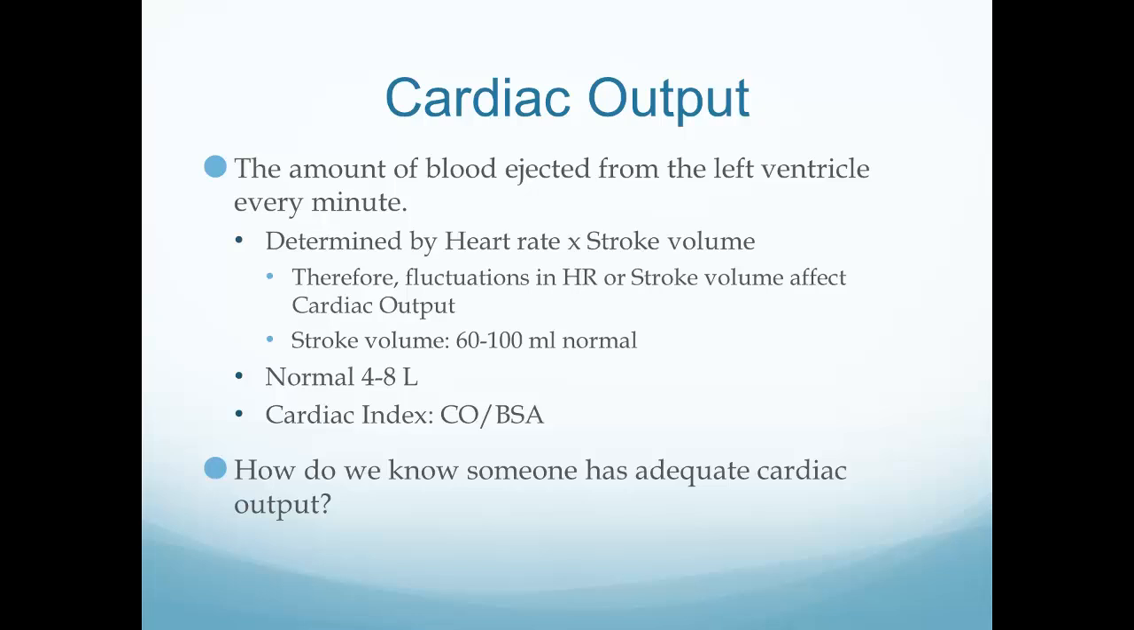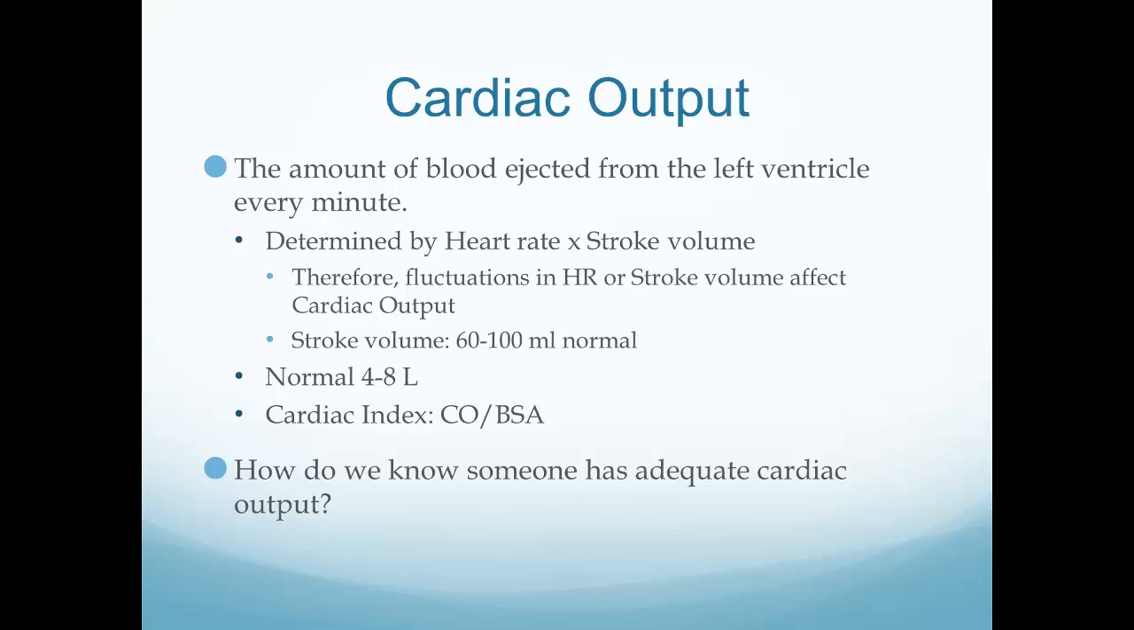Normal is about 4 to 8 liters. And again, we're talking about per minute. So 4 to 8 liters a minute. Our cardiac index is another value we may look at, and that takes the cardiac output, so our 4 to 8 liters a minute, and we divide that by the patient's body surface area. Wouldn't it make sense that somebody who's larger would need a higher cardiac output than somebody who's smaller? And that's why we use the cardiac index.